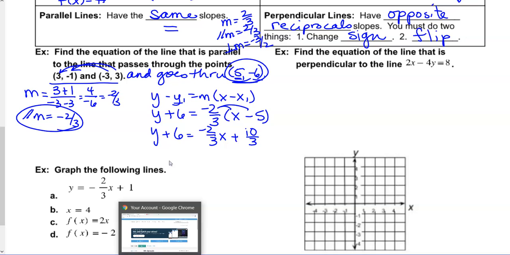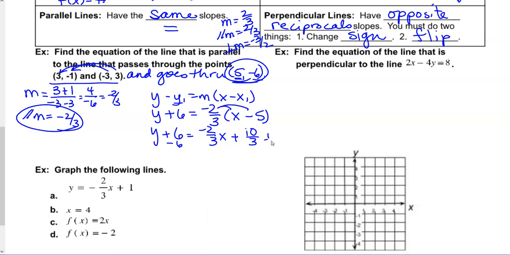My final answer is going to come by subtracting 6 from both sides. Therefore, I get y equals negative 2/3 x, and this 6 out of 1 would become an 18 out of 3. So 10/3 minus 18/3 is a negative 8/3, which would be my intercept within that line. So y equals negative 2/3 x minus 8/3 would be our answer.